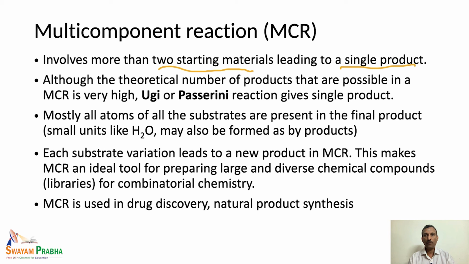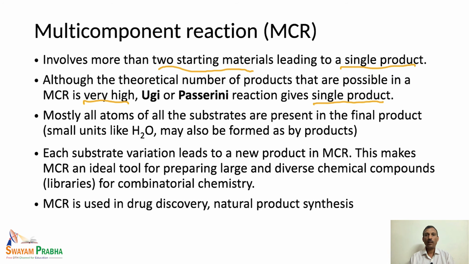Of course, when we talk about multi-component reactions, the theoretical number of products possible when more than two starting materials are involved is actually quite high. But in the case of multi-component reactions, even though we use more than two or sometimes four starting materials, we generally end up with a single product. Say for example, the Ugi reaction, which is a 4-component coupling, or the Passerini reaction, which is a 3-component coupling, generally leads to a single product. So this is the major advantage of multi-component reactions.